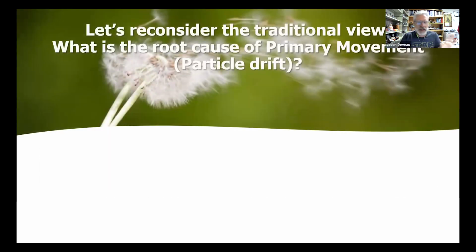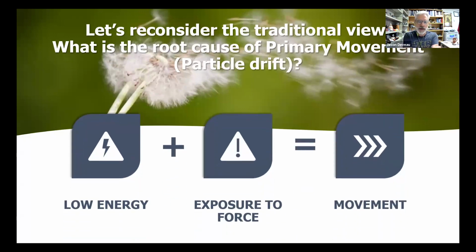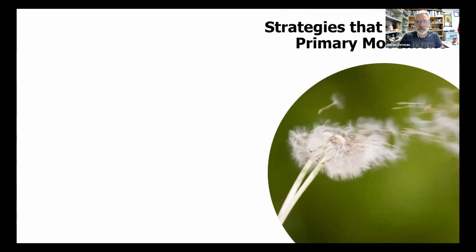So let's reconsider wind and its role in drift based on this new information. Knowing this, what would you say is now the cause of primary movement or drift? I would suggest that something that has a low energy state, say a superfine droplet, gets exposed to some outside force. Wind, an obstacle, thermal, I don't know, turbulence. And as a result, it moves. So who's the villain here? Is it wind, or droplet size, or something else?